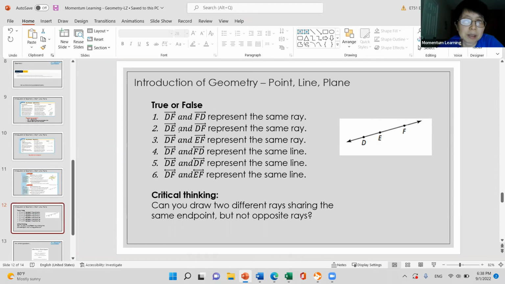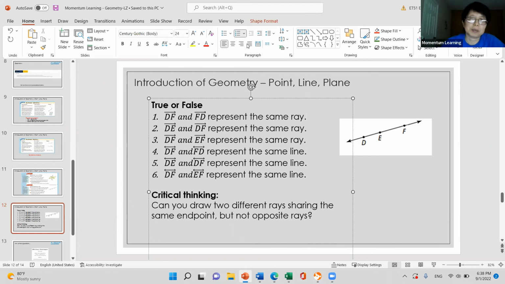Now let me ask this question. If I say the ray DF, which point is the end point? Which point is the end point? D, right?